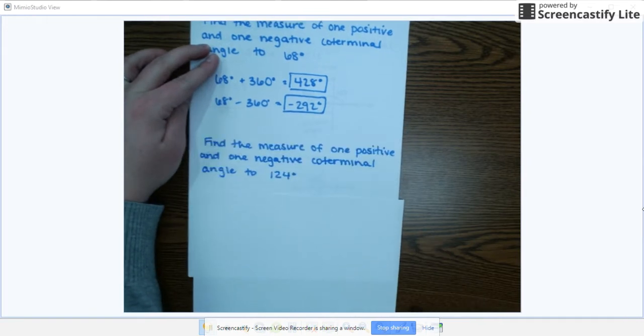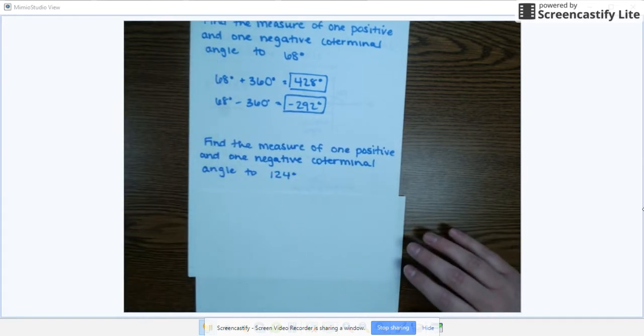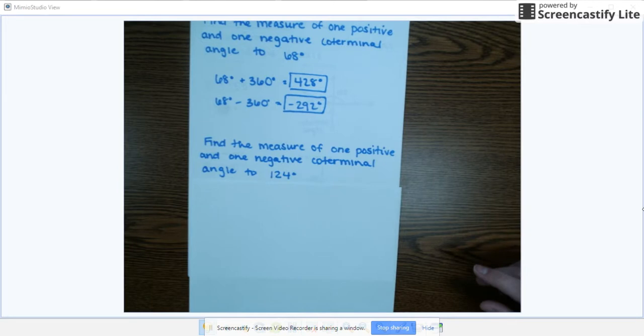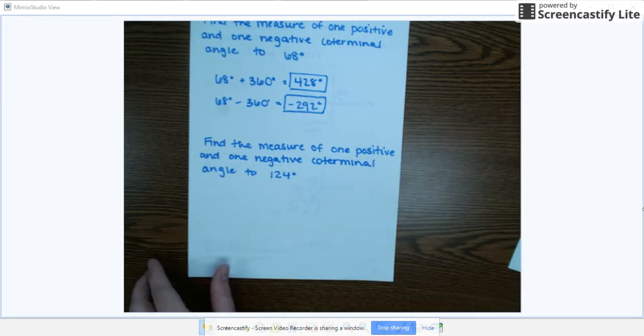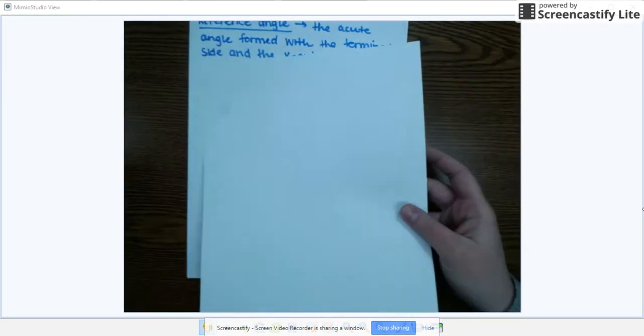I would like you guys to find the measure of one positive and one negative coterminal angle to 124 degrees.